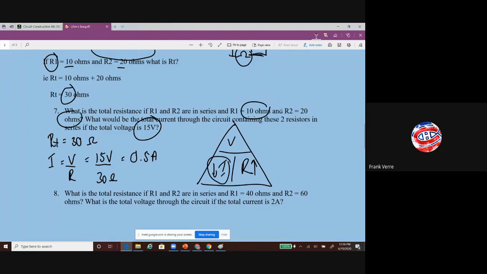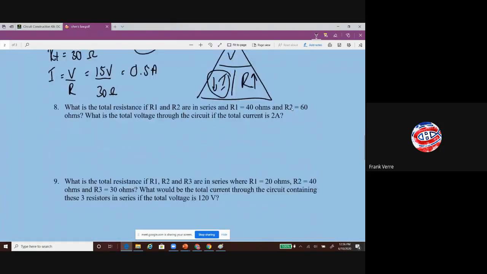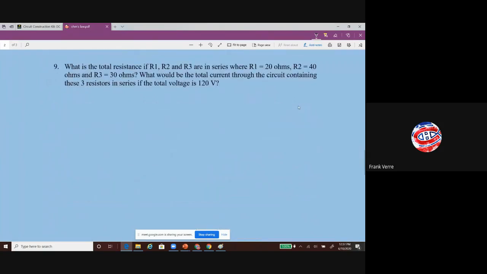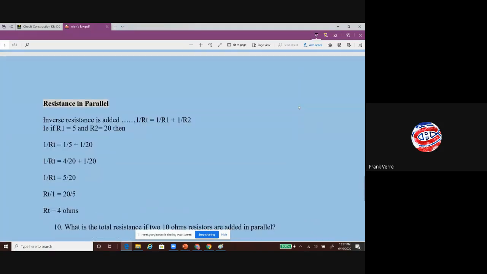But in a parallel circuit, so when we come back on Monday, we'll talk about number 8 and 9. We'll do some more, and we'll review this and we'll do some more. But if you look at number 9, not number 9.